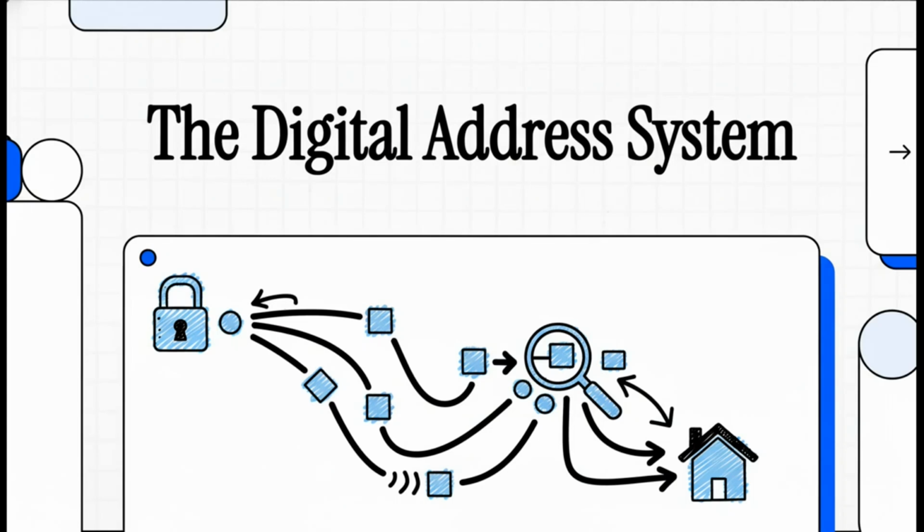Have you ever really thought about how the internet works? I mean, how it actually knows where to send that email or that video you're trying to watch. Well, it all boils down to a digital address system, and that's exactly what we're going to break down today.